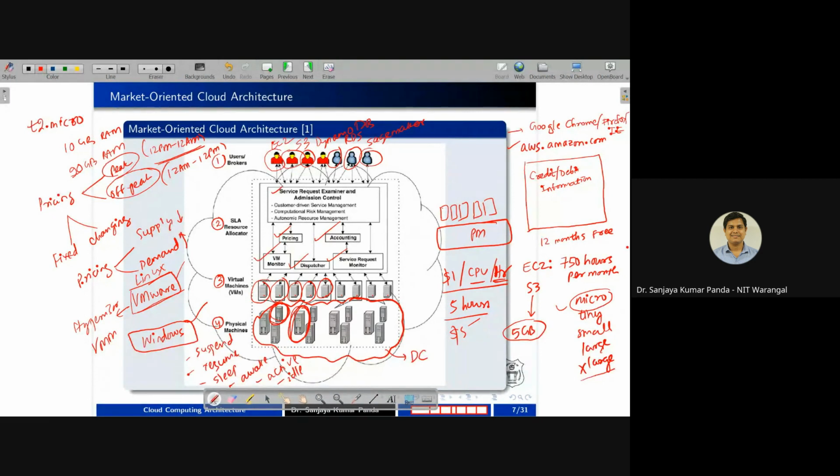So if a request is made by a particular user, that request is finally going to reach the physical machine, because from the physical machine only are you going to create the virtual machine, with the help of a hypervisor, like VMware, KVM, or Xen. These are the different hypervisors we have. So this represents the simple market-oriented cloud architecture.